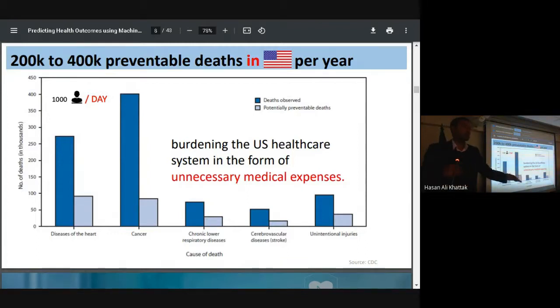Now, the preventable deaths because of COVID, I'm sure these numbers are now much bigger. 200K to 400K preventable deaths because of heart disease.